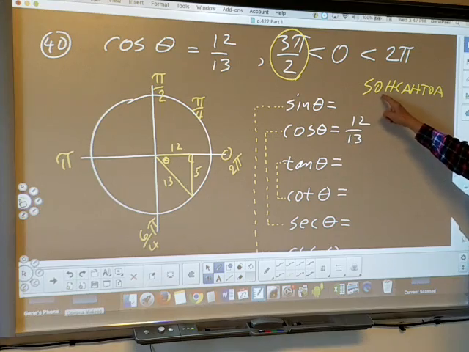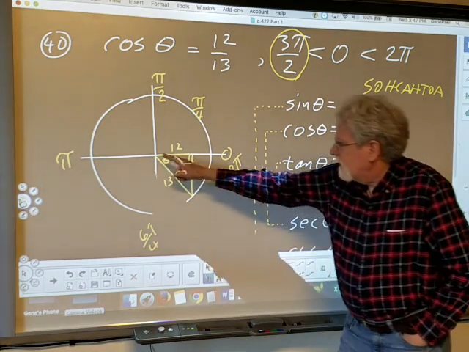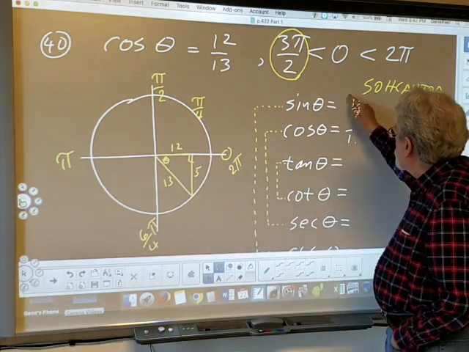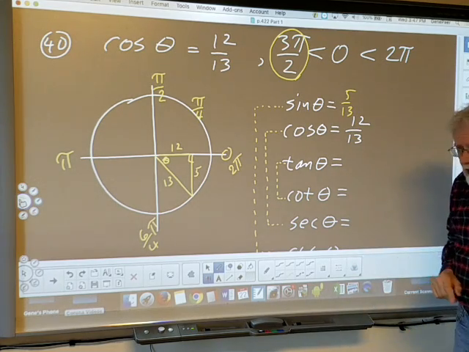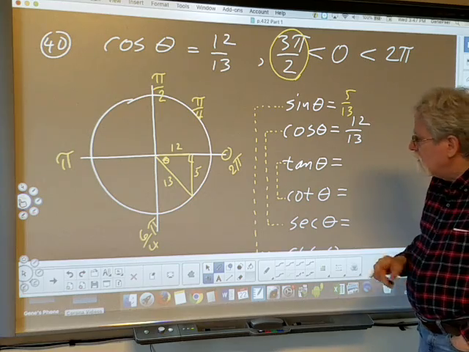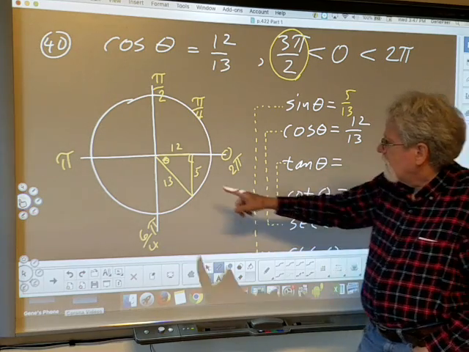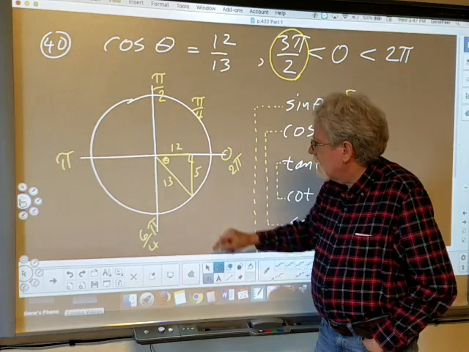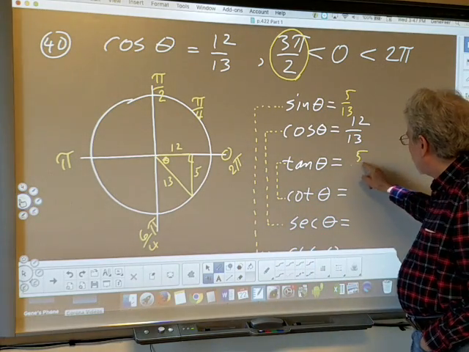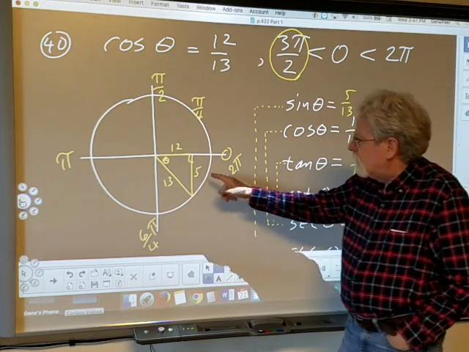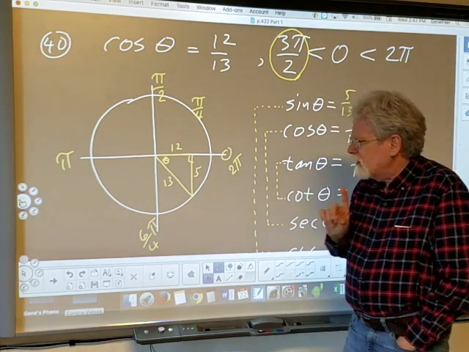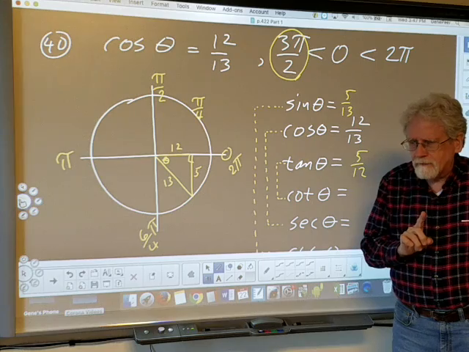Sine, opposite over hypotenuse, 5/13ths. Let's go to this now. Tangent, opposite over adjacent, so we've got TOA. Tangent, opposite over adjacent, that's 5/12. Oops, I'm ignoring the fact that the 5 is negative. Or tell you what, let's continue to ignore that.